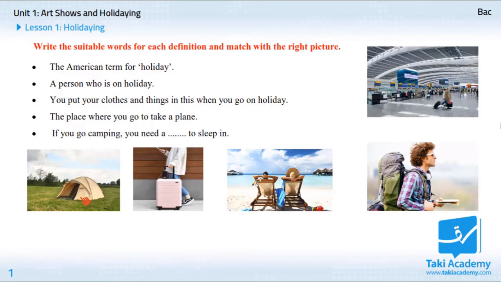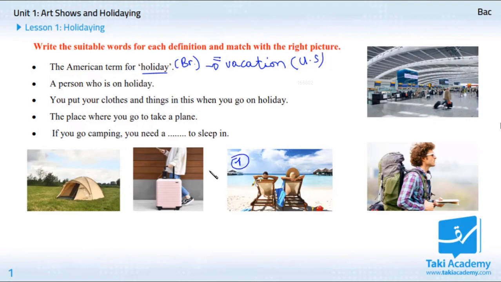All right? Now, the first definition we have is the American term for holiday. So this tells us that British people say holiday. Okay, this is for British English. But what do Americans say? They don't say holiday, they say vacation. So now we know that vacation and holiday are synonyms, okay? This is the American word, and this is the British one, okay? Great. Now, which picture is related to vacation and to holidaying? Oh, this one. Yes. So this is number one.